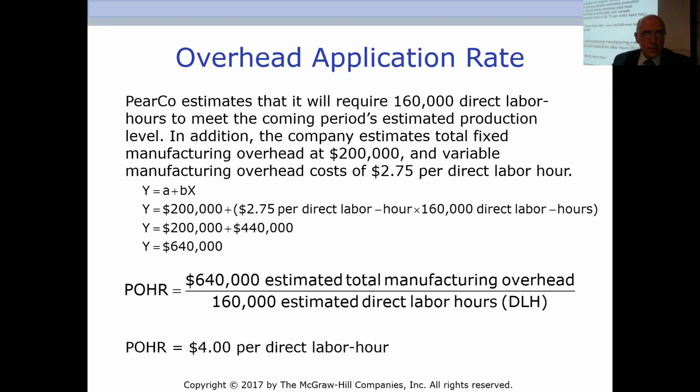That's A, plus $2.75 per direct labor hour multiplied by the number of labor hours you think you're going to use, 160,000 in this case. Again, it's based on an estimate. As of January, you don't know how many it's going to actually be. Well, you also don't know that it's going to be $2.75. That's an estimate. And you also don't know that fixed is going to be 200. So we have three estimates in this equation.